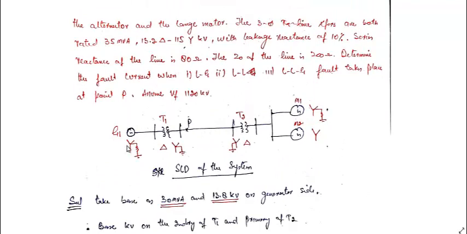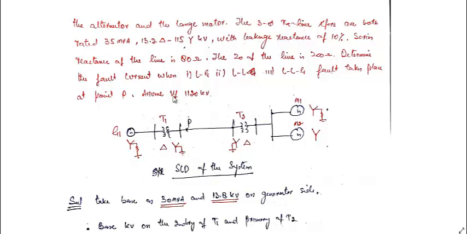Current limiting reactors are connected between neutral and ground. The three-phase transformers are both rated 35 MVA, 13.2 kV on the delta side and 115 kV on the Y side, with leakage reactance of 10%. So the rating for them is the same. Series reactance of the line is 80 ohm. The Z0 for the line is 200 ohm. Determine the fault current when an LG fault, LL fault and LLG fault occurs at point D. Assume VF, the pre-fault voltage, to be 100.